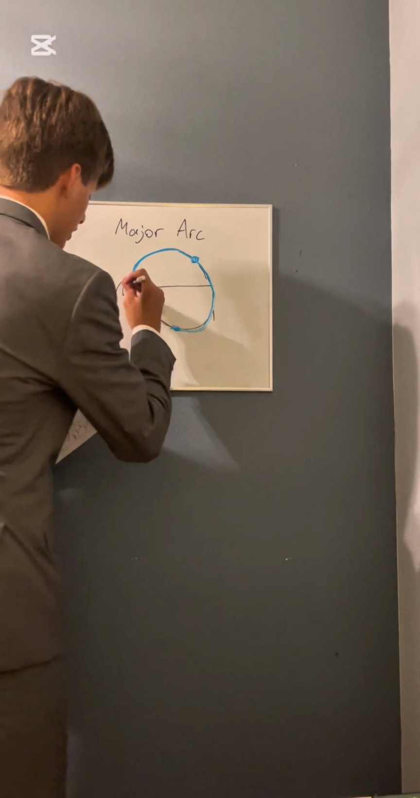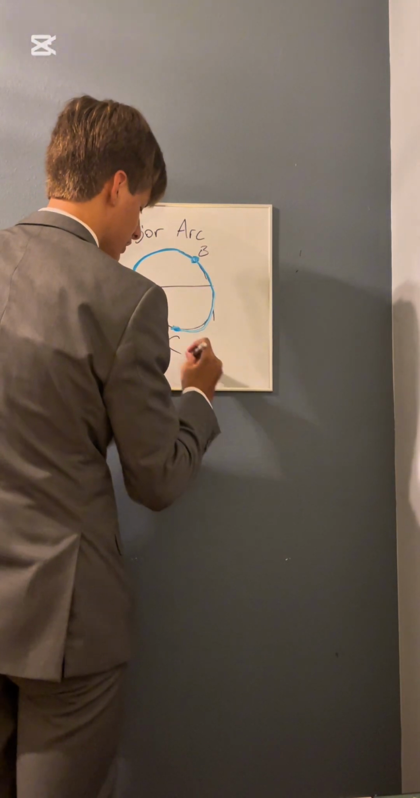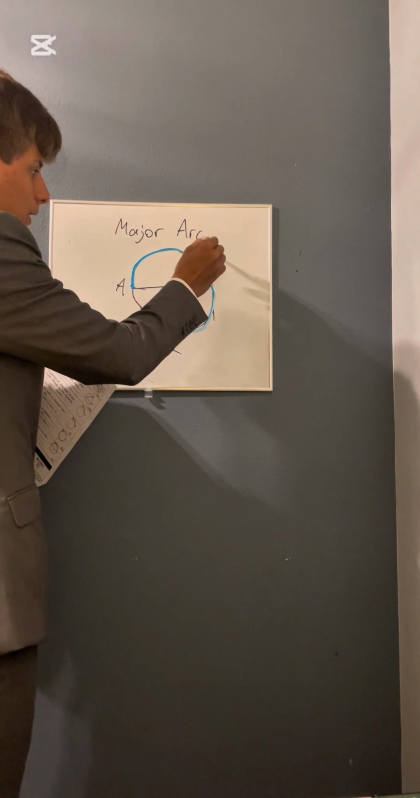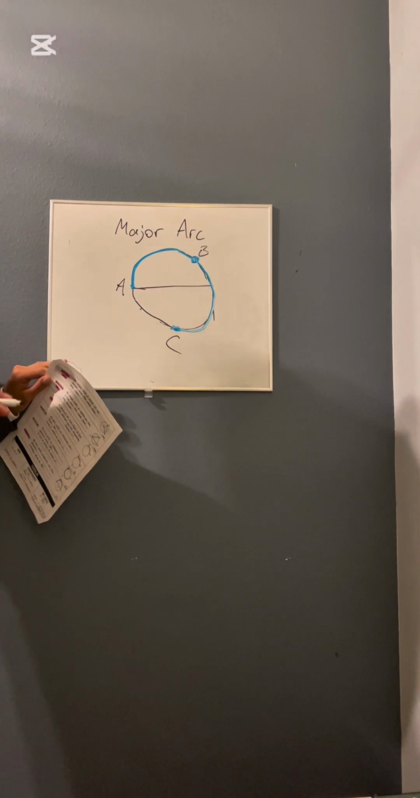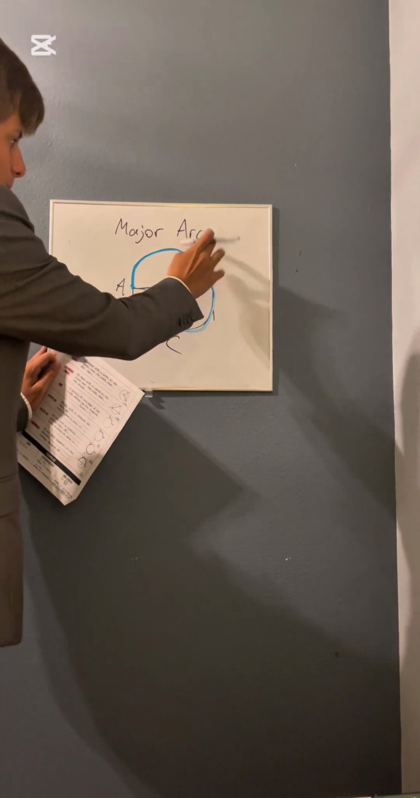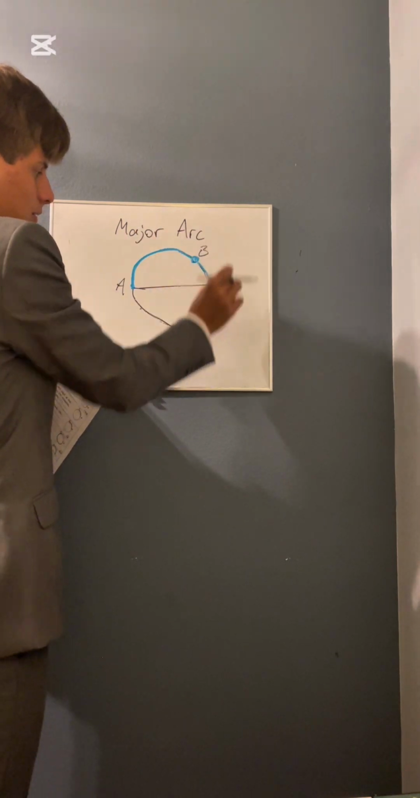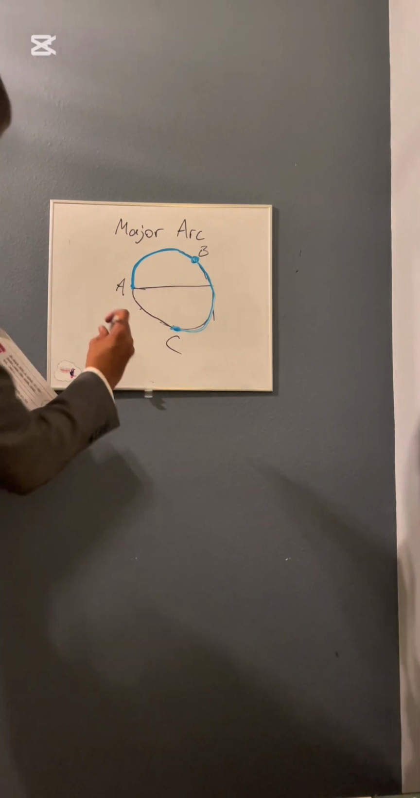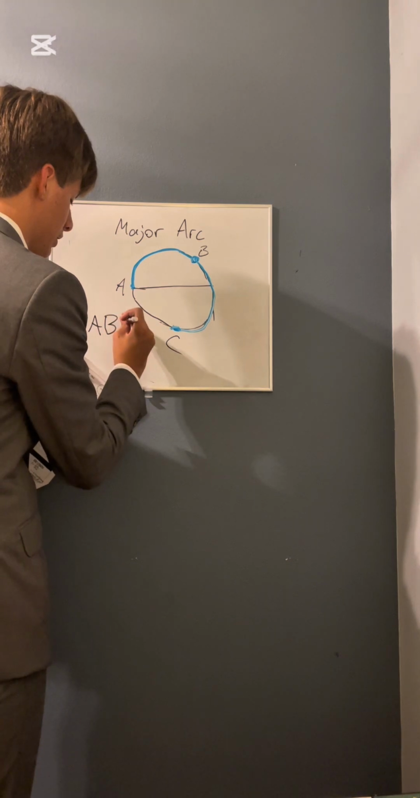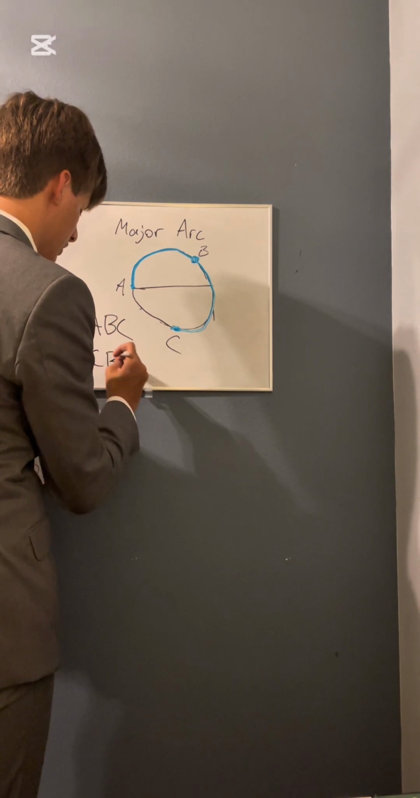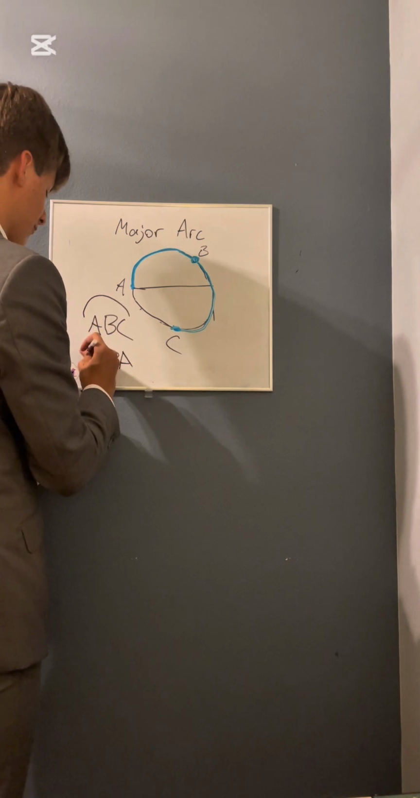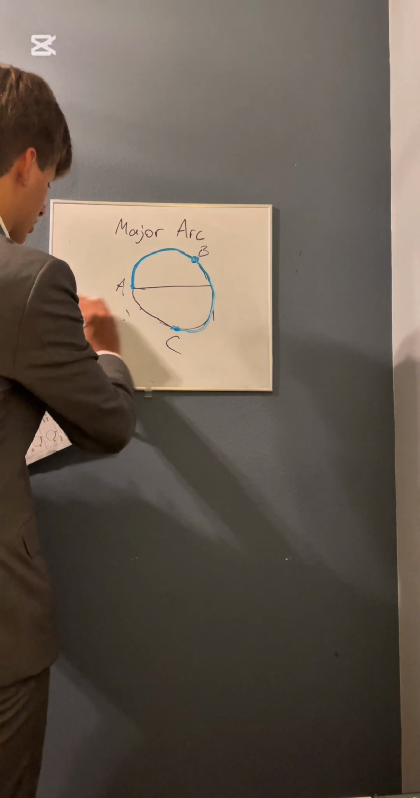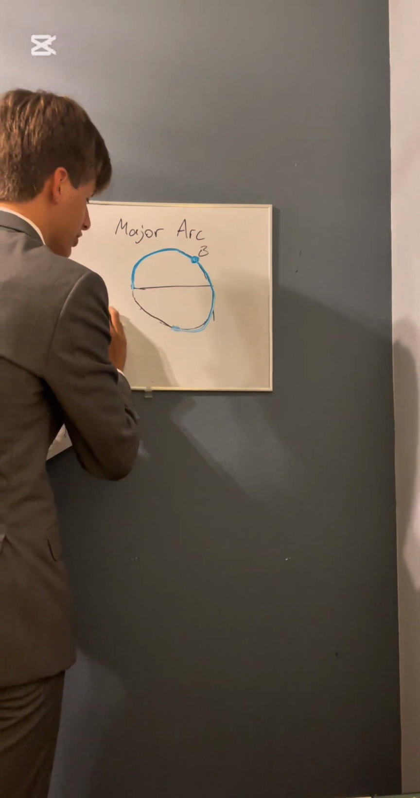Let's call this point A, let's call this point B, and let's call this point C, right? It's the exact same thing as we were saying before. Put B in the middle. Always put it in the middle, okay? Whichever one you start with, it doesn't matter, as long as B is the one in the middle. So like A, B, C, or C, B, A. Do not forget to put that little half moon thing over it. That is a major arc. Now we are done with major arc. We can move on to semicircle.